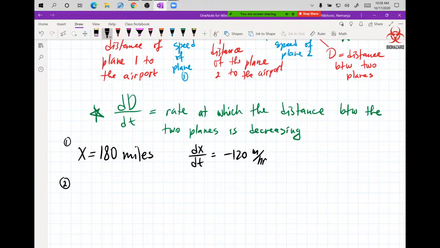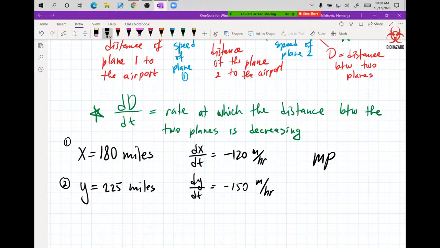Now, plane number 2 is going to be 225 miles away, going at the speed of negative 150 miles per hour.